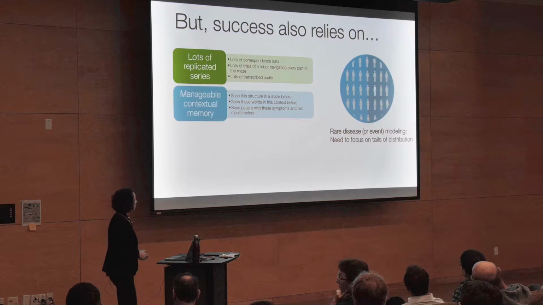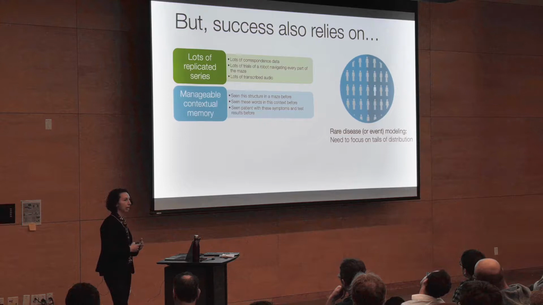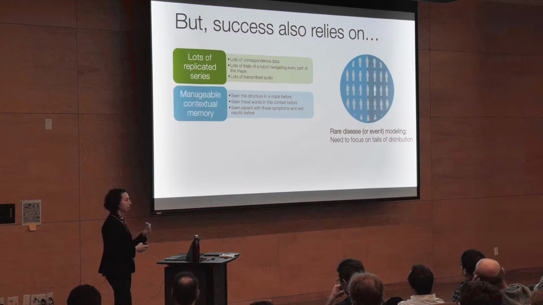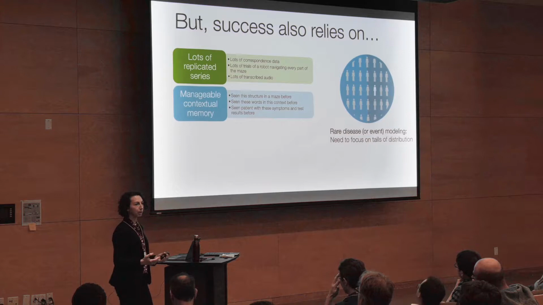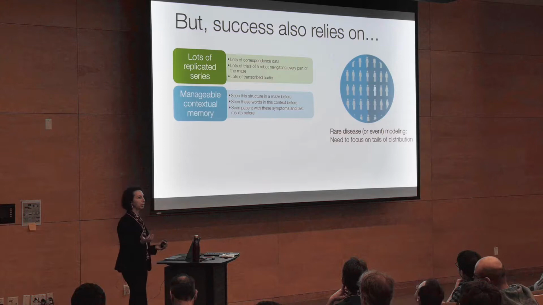Okay, well, another really critical component of the success stories we've had is having what I call manageable contextual memory. So RNNs are touted as having this really powerful ability to capture a rich historical context of the input sequence, and using that to inform these predictions. And that is indeed true, but the cases where we've really seen these successes are cases where there's really a lot of structure to that input sequence.